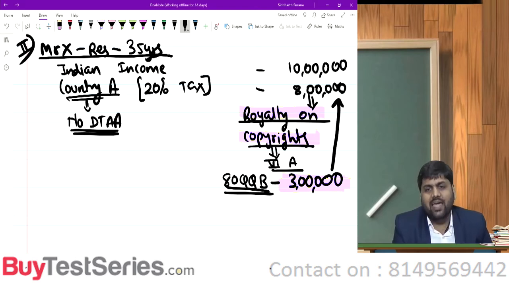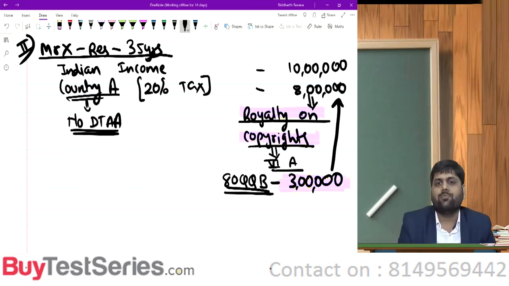If we remove this extra information, everything else is the same. So basically this time we have 10 lakh and 8 lakh. That 8 lakh is royalty against which we are eligible for 3 lakh rupees deduction. With this much extra information, let us understand about unilateral relief.